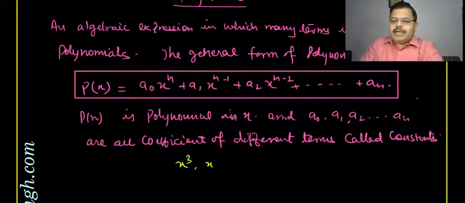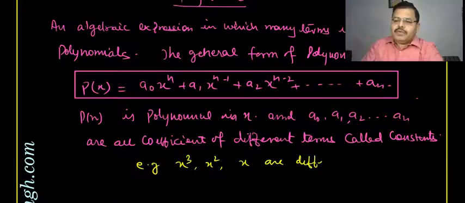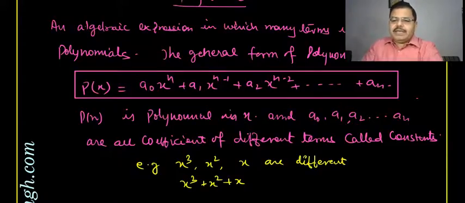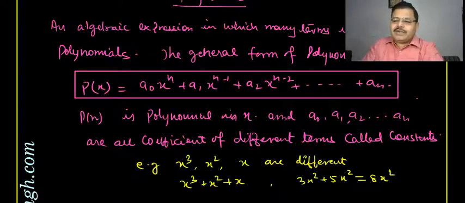Like x cube and x square are different. They cannot be added together. If you want to write the addition of these, then x cube plus x square plus x can only be written like that. It cannot be added like 3x square plus 5x square is equal to 8x square. That is possible if and only if they are like terms. Unlike terms cannot be added like this.